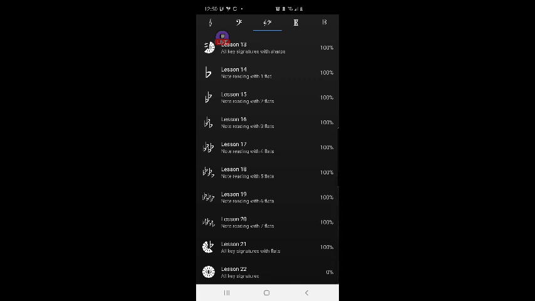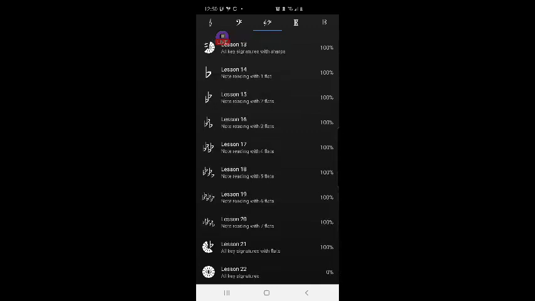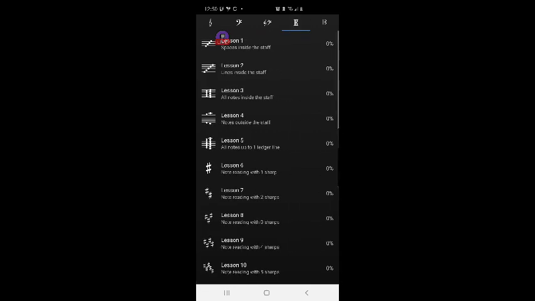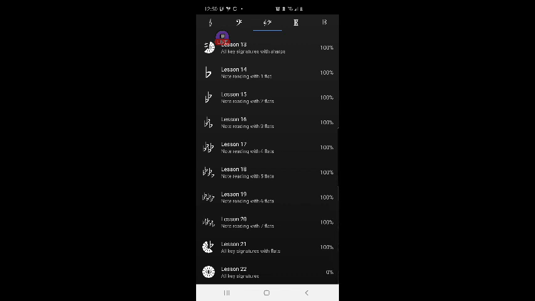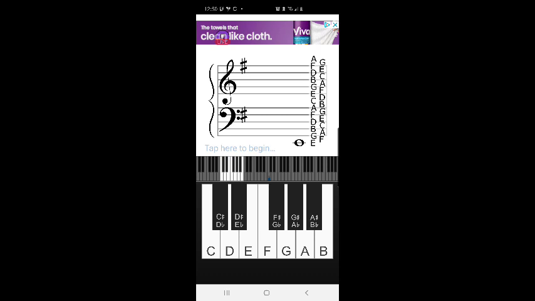I'll probably just try and do one more and finish out the grand staff portion of the program, and then I'll move on to that, which I think is tenor. It could be alto, I can't remember. Probably tenor though. But we'll figure it out afterwards if I feel adventurous. Lesson 22, all key signatures. Two flats, B and E. It's a D, so it's natural. That's one sharp, which is F sharp, so it's E natural.